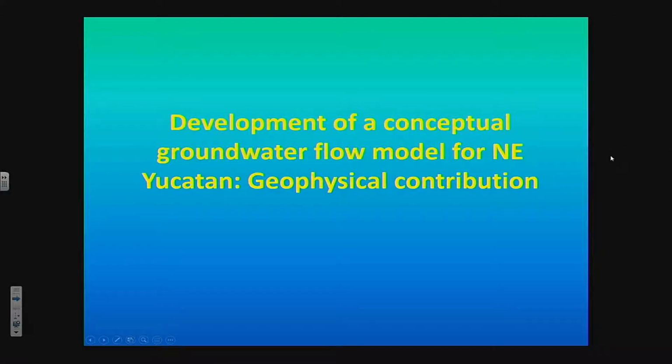Okay, so this is going to be a little bit more of a different type of talk. Has anybody in here had geophysics? Yeah. We're going to be working with you. Okay, so we're going to be talking about geophysics, development of a conceptual groundwater model.